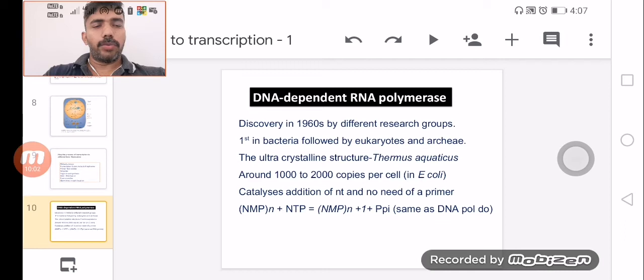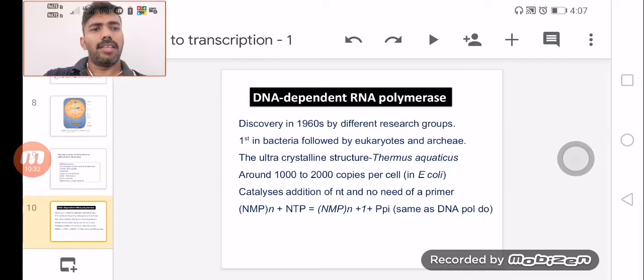So let's move to the content. The first thing we'll be discussing will be the DNA dependent RNA polymerase. This polymerase enzyme was discovered in the 1960s. In the beginning of the 1960s, it was first isolated from bacteria, followed by eukaryotes and archaebacteria. And the ultrastructures are also available from different organisms, and the number of copies is pretty high in prokaryotic systems.